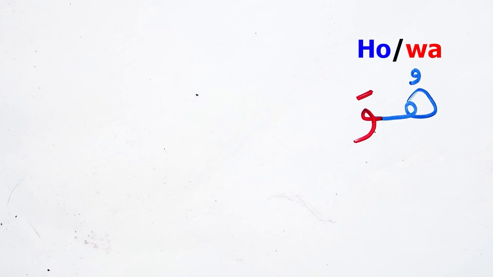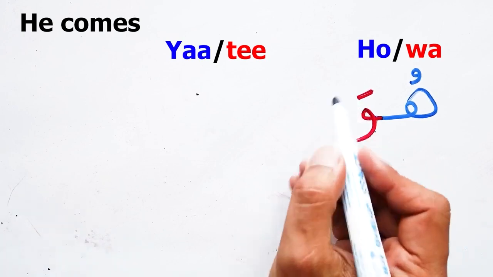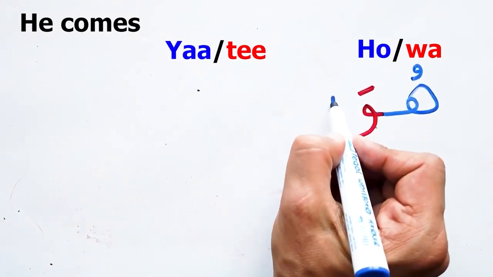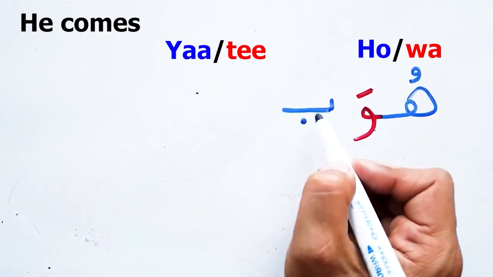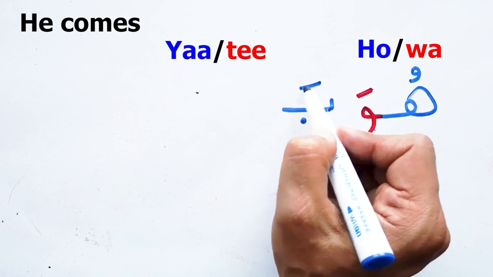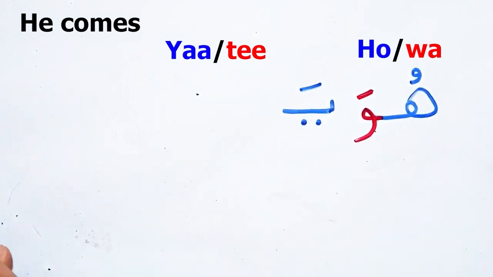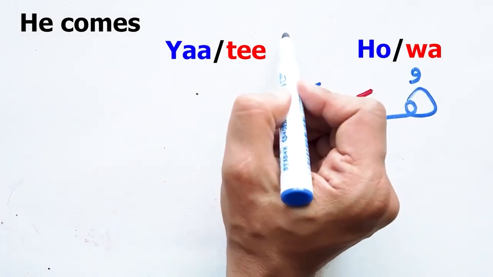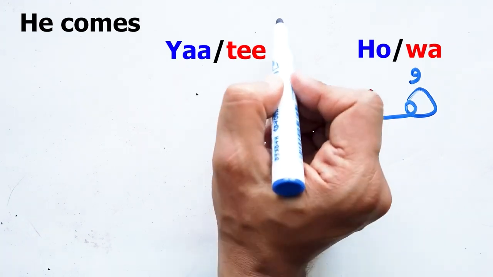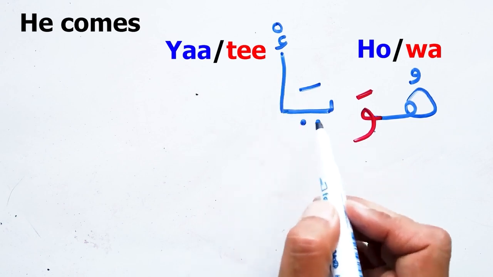Okay, let's learn the first verb. هو يأتي. This letter sounds like Y. And that one sounds like fatha, which sounds like A. Then I have to add this alif, and I will add sukun here. This sukun means that I must pause.